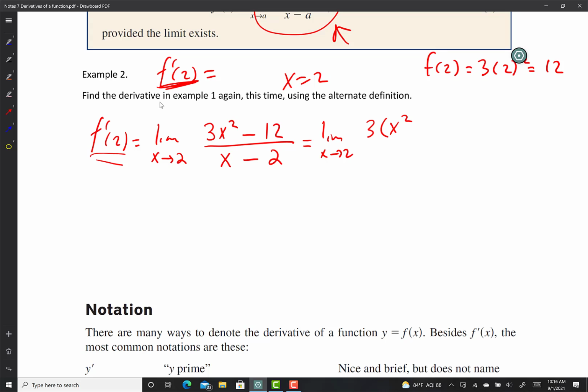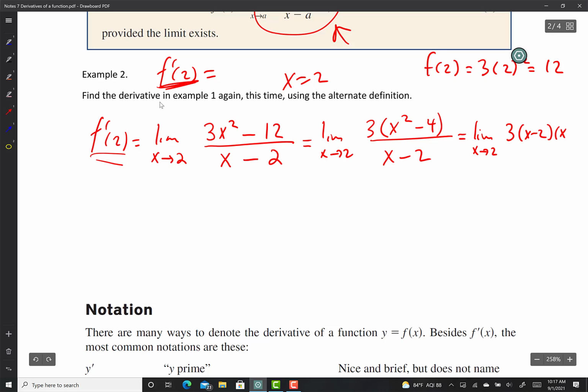There's my x squared minus 4. Hopefully there's green flags. X squared minus 4 is perfect. So I'm going to write equals limit as x approaches 2, 3 parenthesis x minus 2, x plus 2, all over x minus 2.